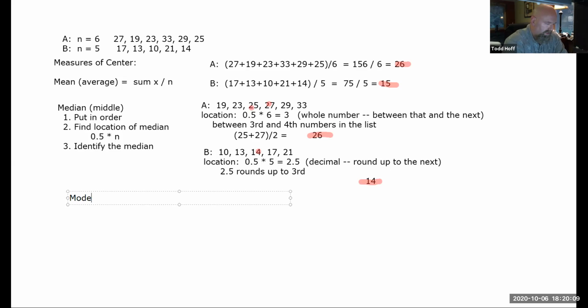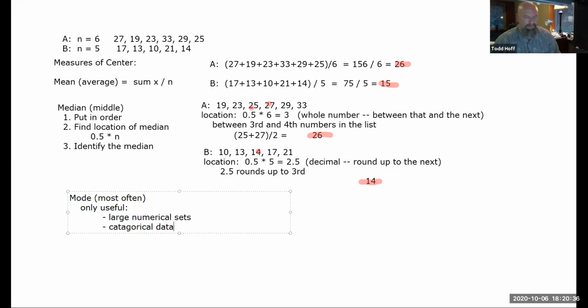The mode is the number that occurs the most often. Now you look at both of these data sets, there is no mode. The mode is only useful really if we have large numerical sets. These weren't large, 5 and 6 are not very big sets, or for categorical data. And that's really where the mode plays its biggest role, in the categorical data, because we can't find the mean or median there.